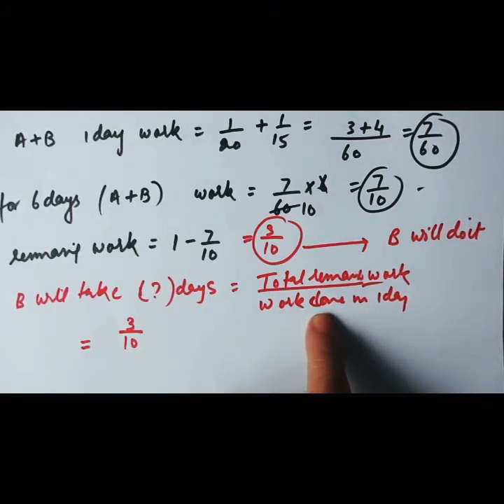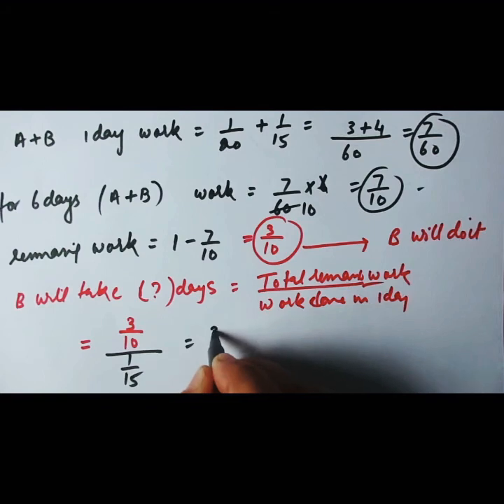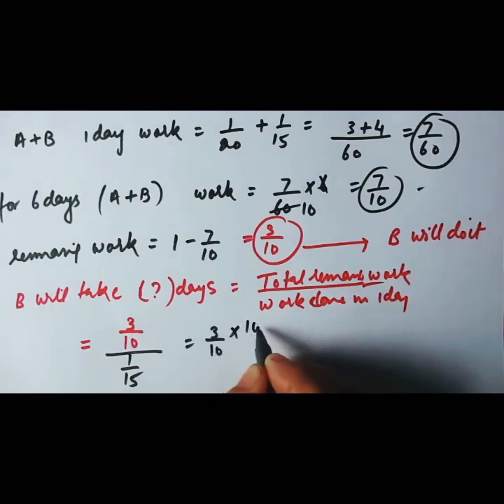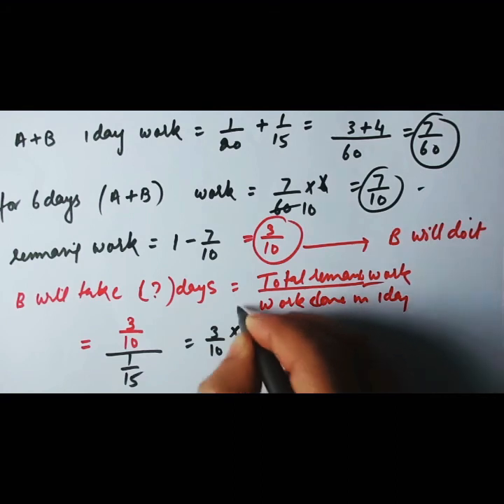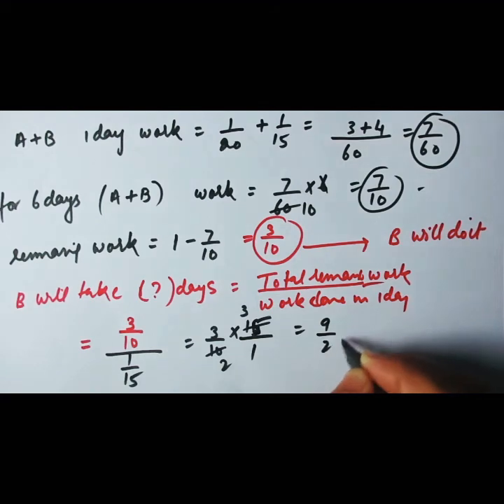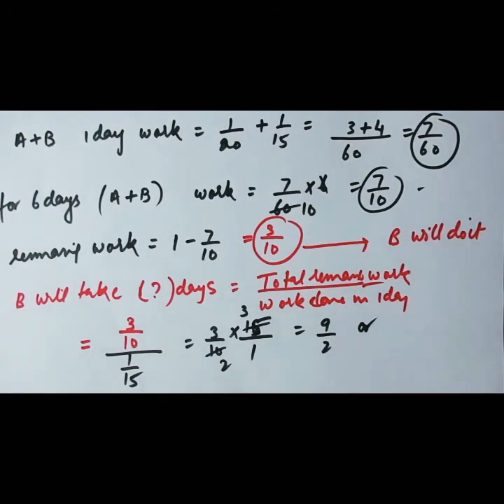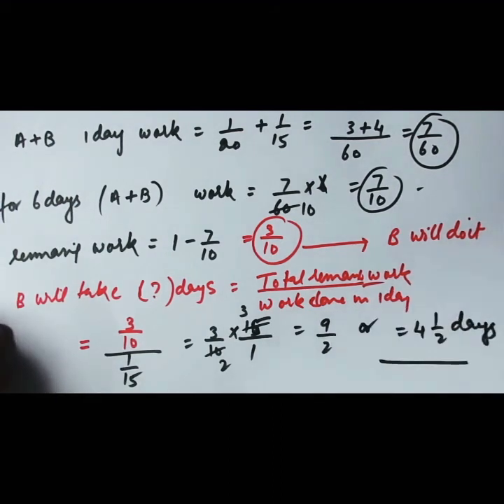So work done by B in 1 day is equal to 1 by 15. Means 3 by 10 divided by 1 by 15, which means 3 by 10 multiplied by 15 by 1. Write it properly. 5 3s are 15 and 5 2s are 10. Means 3 3s are 9 by 2, so 9 by 2, or 4 1 by 2 days. Okay. I hope I have tried my level best to make you understand.